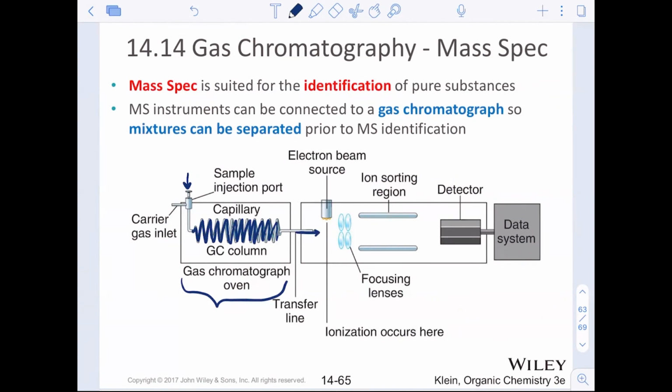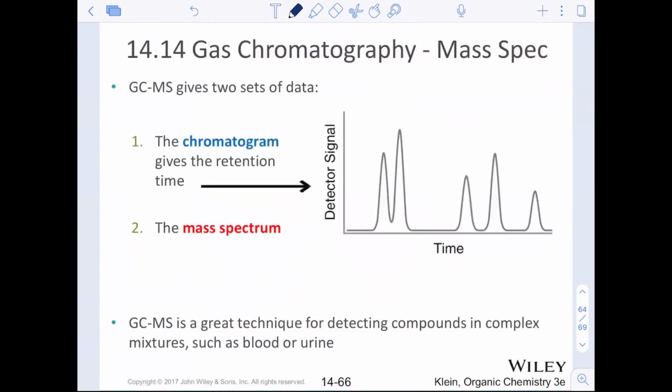You have your electron beam, your ion source, right? And that's where you ionize. So you vaporize over here, then you ionize, and then you fragment in the ion sorting region. Now, GC gives you a chromatograph. Mass spec gives you the spectrum of the masses.